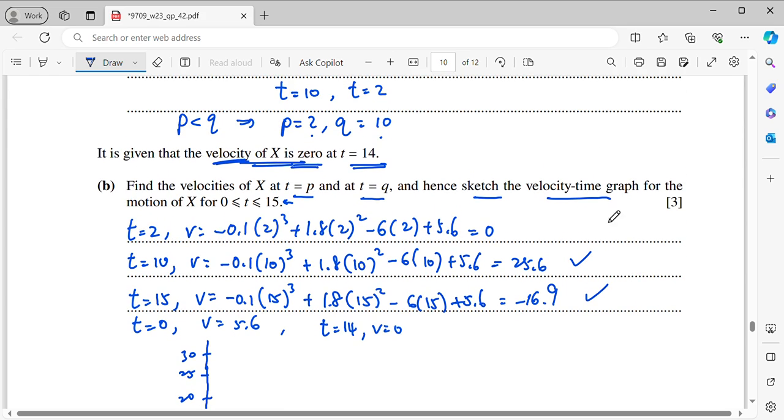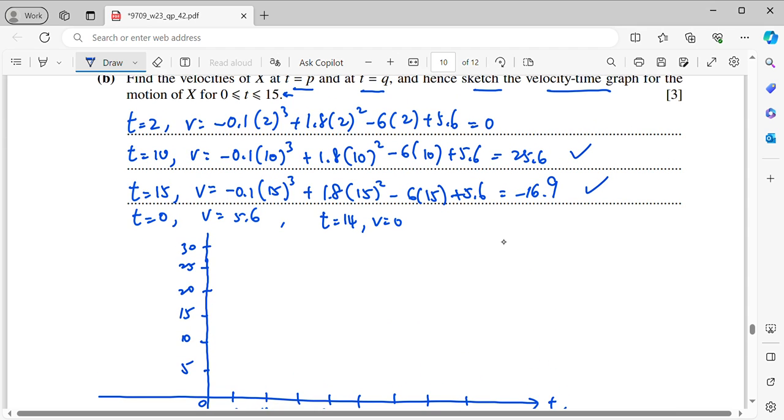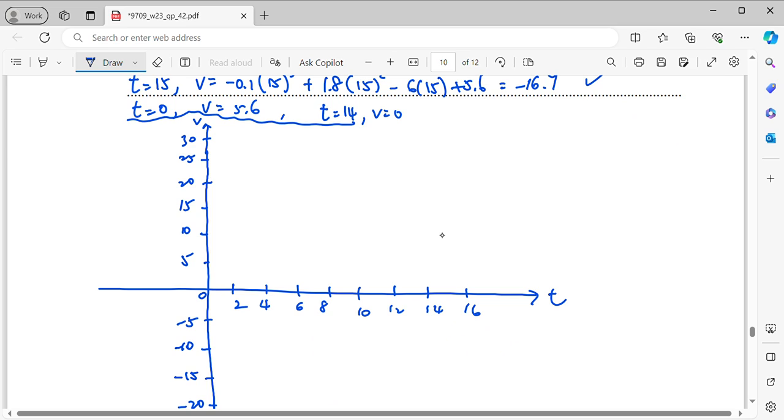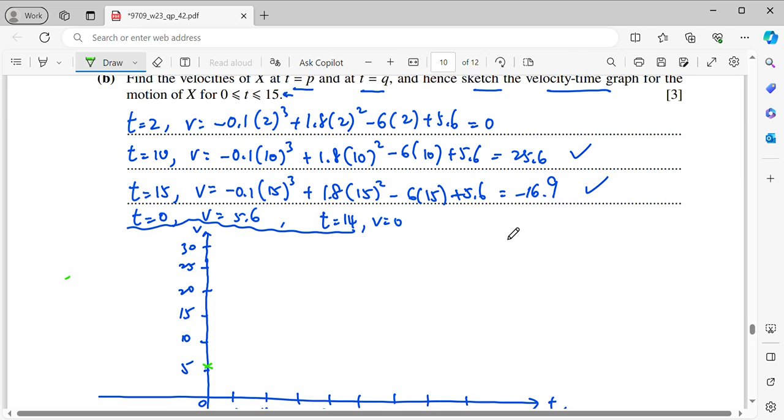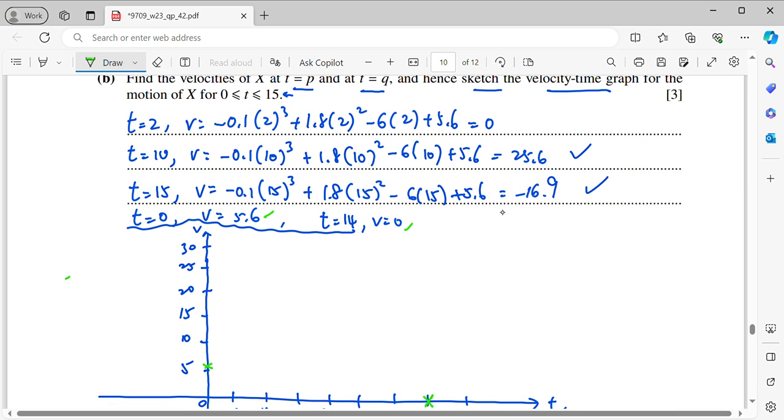Okay, then my t will be 0 to 15. So let's say here 2, 4, 6, 8, 10, 12, 14, 16. This is my t. Okay, here is my v. Right. So now, when t equals 0, v is 5.6. So 0, 5.6. So let's say here. When t equals 14, v is 0. Okay, that's 2 done. When t equals 2, 0.